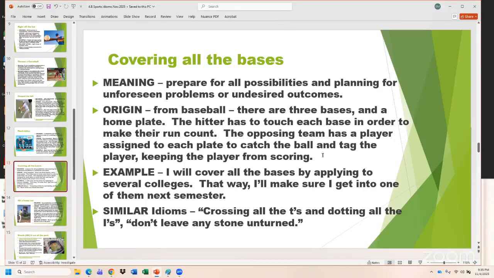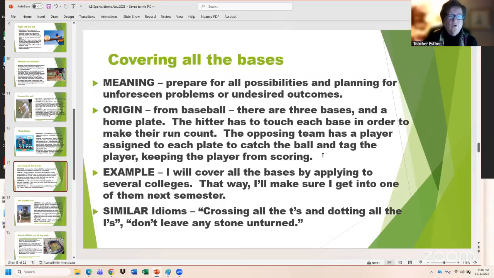That way I will make sure I get into one of the next semester. Right. Similar, it is a similar idea. Crossing the T and dotting all the I's. Another one is don't leave any stone unturned. So these are other idioms that also mean prepare for all the possibilities. Look at all the details.